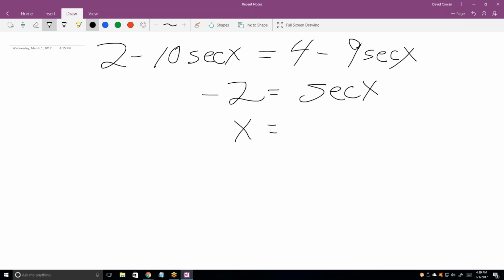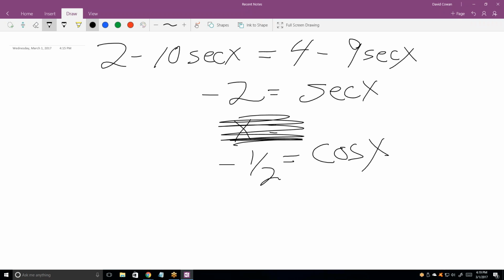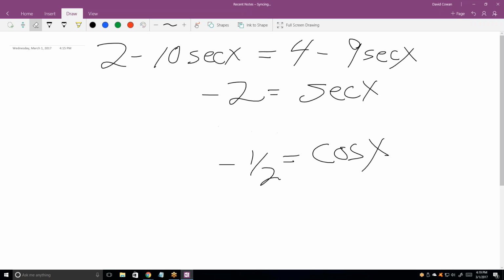Well, that's why I put them in there, because you're in the hard class. But notice that this is the same exact problem as minus 1/2 equals cosine of x. Those two are the same. In other words, if cosine x equals minus 1/2, then secant of x has to equal minus 2, right? One is the reciprocal of the other. So if it makes you think about it any clearer, that's not a bad next step to take.